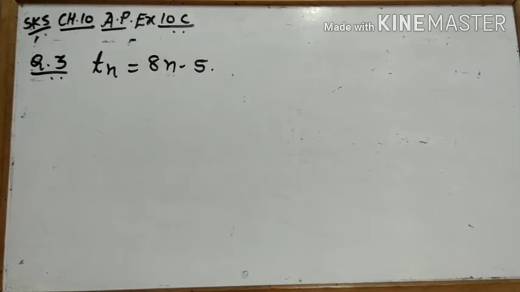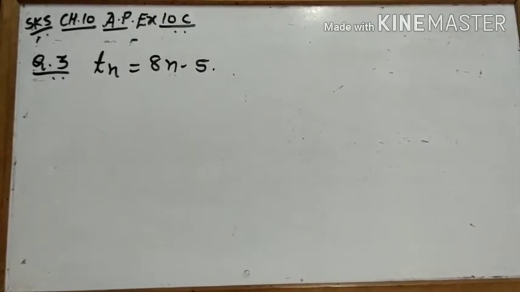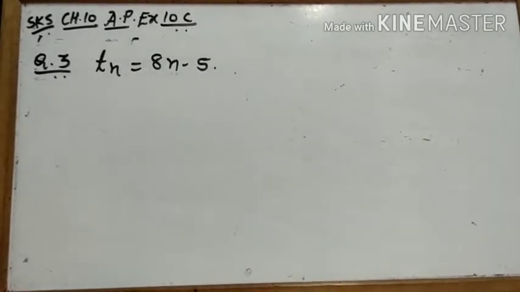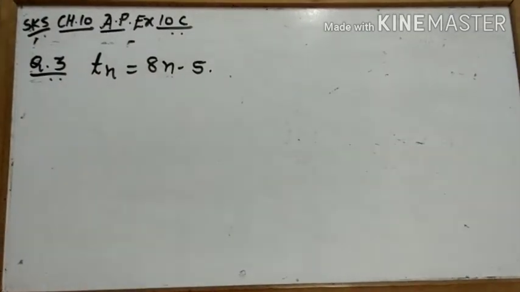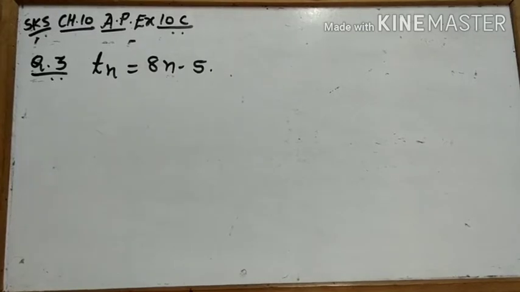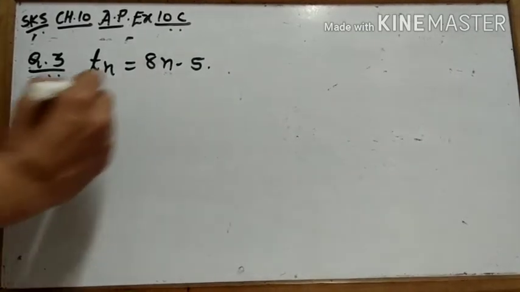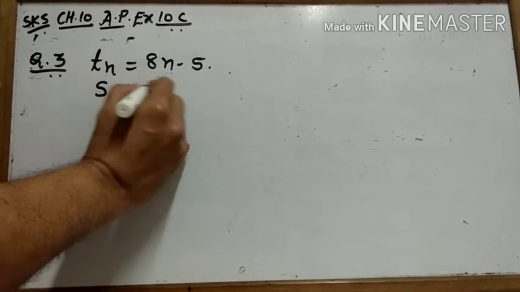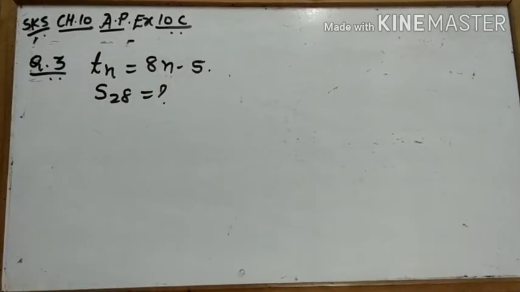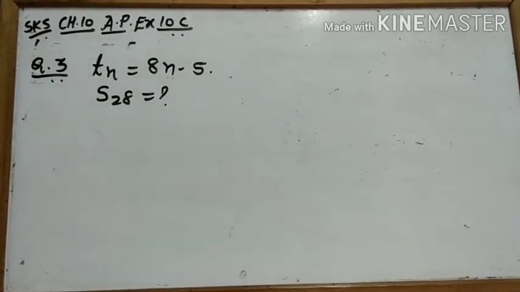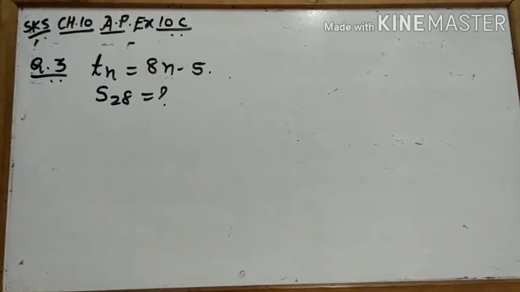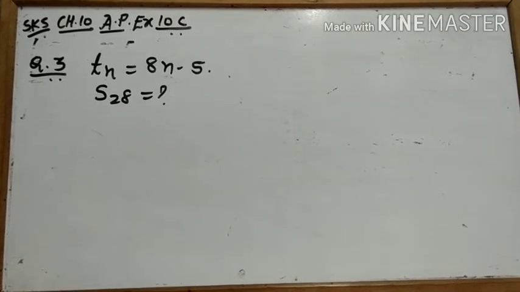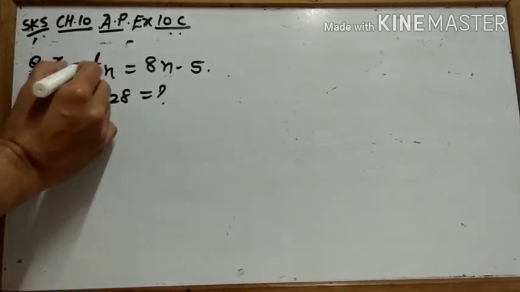Question 3 is a little different. They told us that the nth term of an AP is 8n minus 5. So Tn is equal to 8n minus 5. We are supposed to find out the sum of 28 terms. Now this is a little different question. We do not know A, we do not know D, and we know n is 28. Then you have to understand this very well. They have given us Tn.